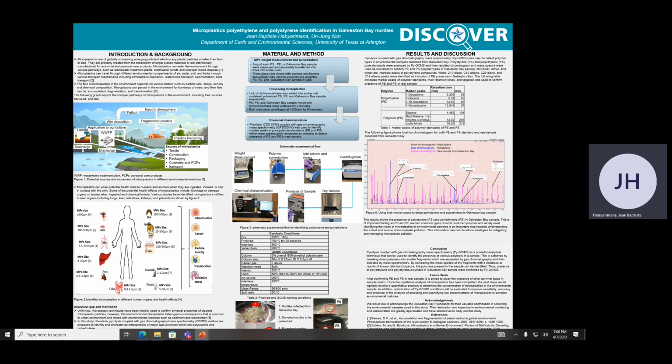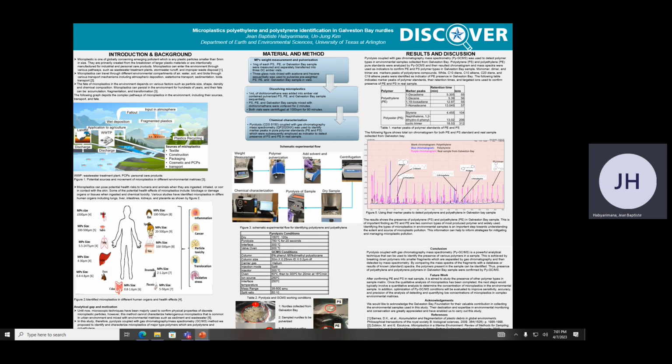So the monomer of polystyrene, which is styrene, and the dimer and trimer peaks from the analysis of the polystyrene chromatogram were used to confirm the presence of polystyrene in our real sample. C10 diene, C10 alkene, C20 diene, and C19 alkene peaks were used to confirm the presence of polyethylene in the sample.